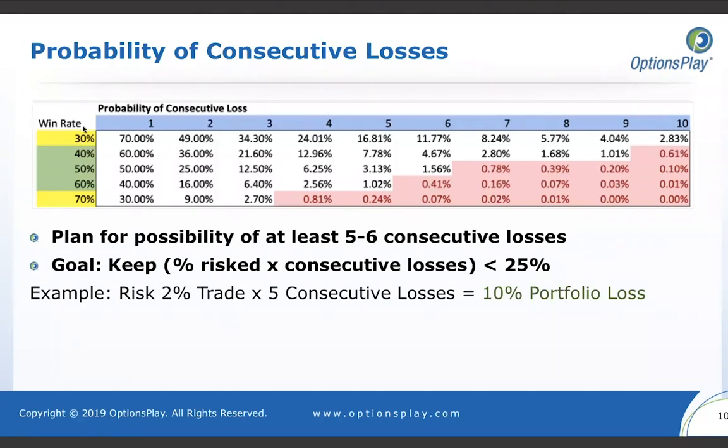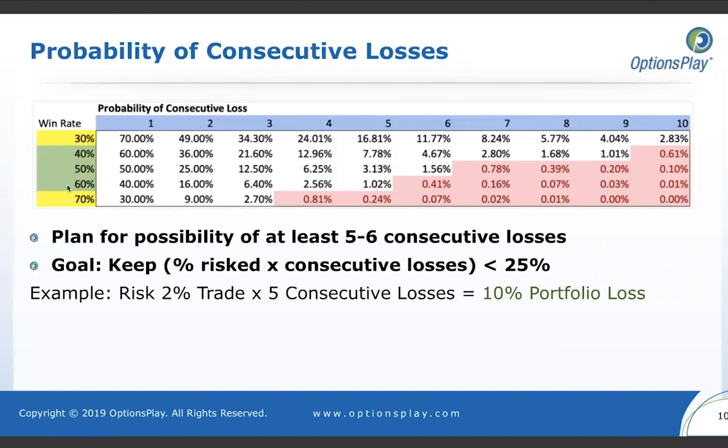So this is based on win rates. And win rates are usually based on the type of strategies you trade with options. If you're buying options, if you're buying calls and puts, you're going to find your win rates to be in the 30 to 40% range. If you're selling calls and puts, you're going to find yourself in the higher 60 to 70% range.